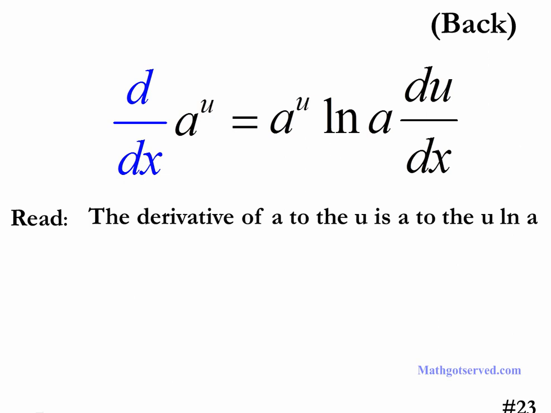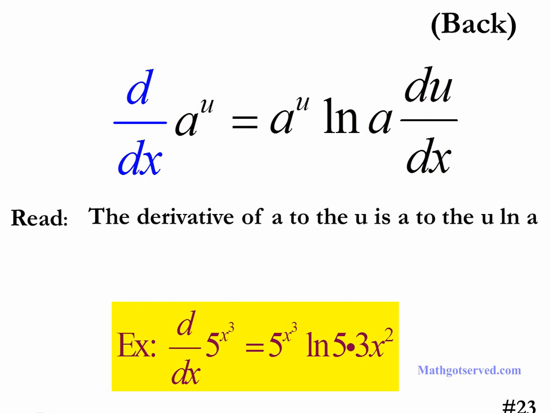So these two are connected. Let's consider an example. The derivative of 5 to the x to the third. In this case, u is x to the third. So its derivative is going to be 5 to the u. U is x to the third. ln a, the base is 5. So ln 5 times the derivative of u, which is x to the third.